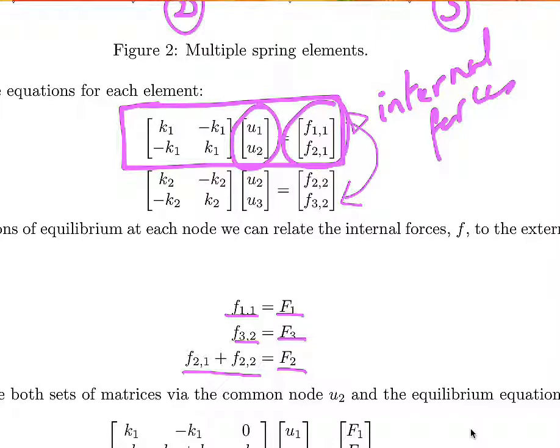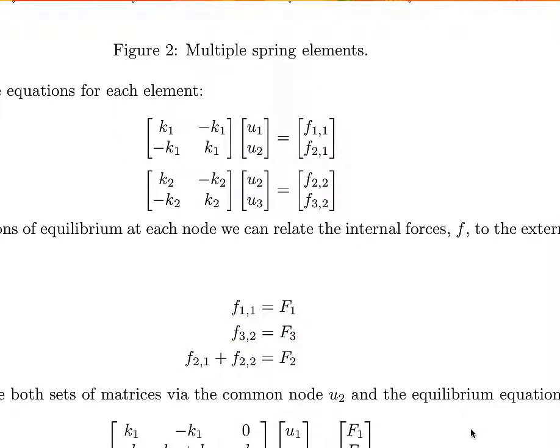So how do we do that? We want to make a bigger matrix. So what we would like to create is a displacement vector that has u1 and u2 and u3, because it's only the three displacements. So u1, u2, u2 is repeated, and u3.